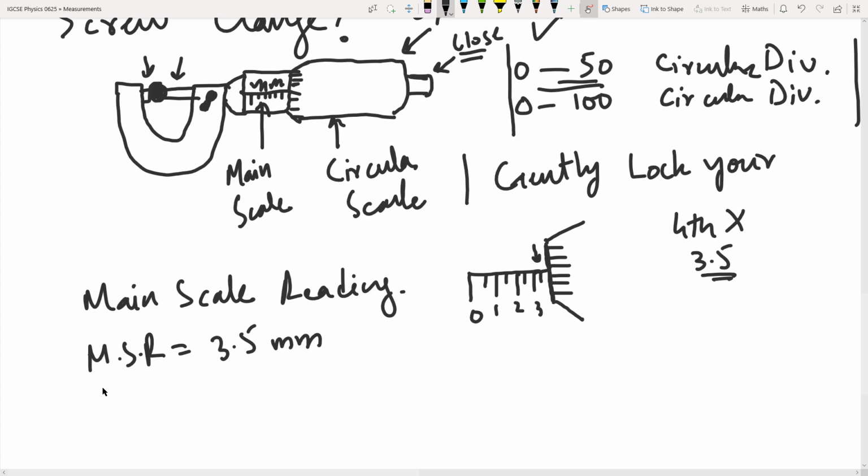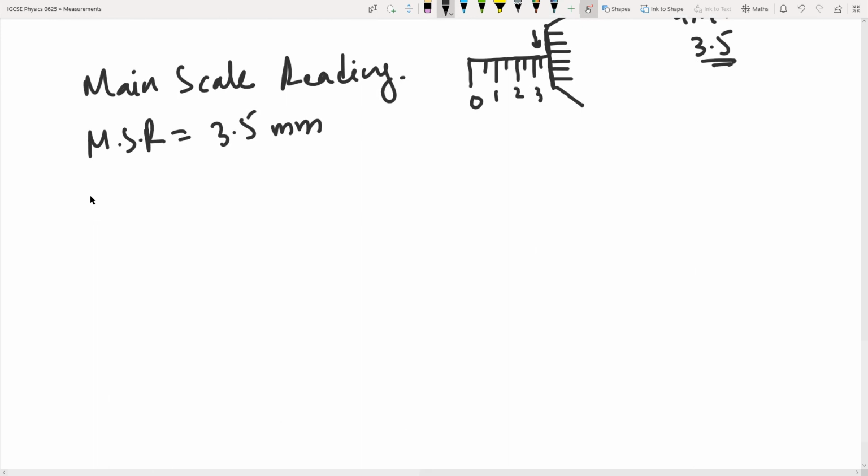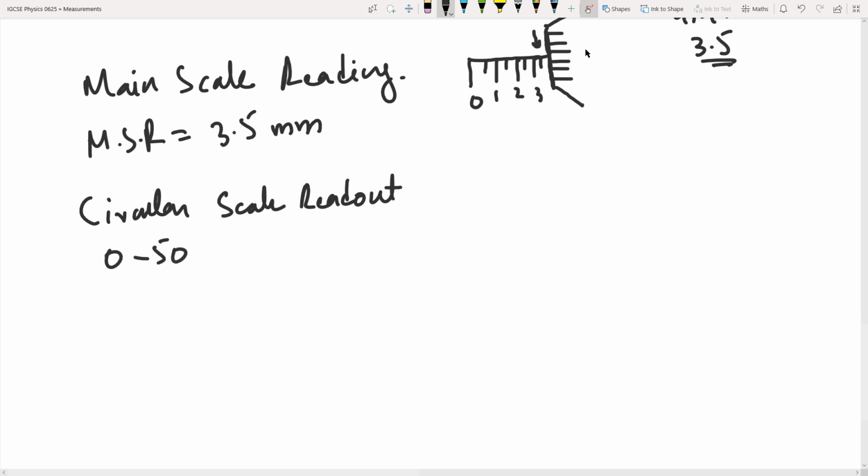Now I need to look at what the circular scale is reading, right? So I'm going to write the circular scale readout, and that is going to be a division number. As I said, since the circular scale is divided from 0 to 50, I need to see which line from these horizontal ones is perfectly aligned with the main scale central line, which is this central line, right? If it's not perfectly aligned, just the way I drew it, you need to note the previous line.